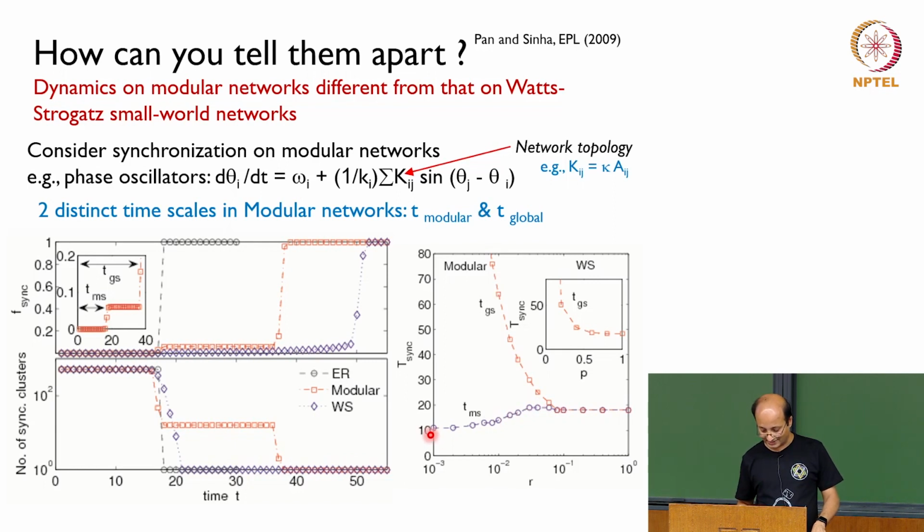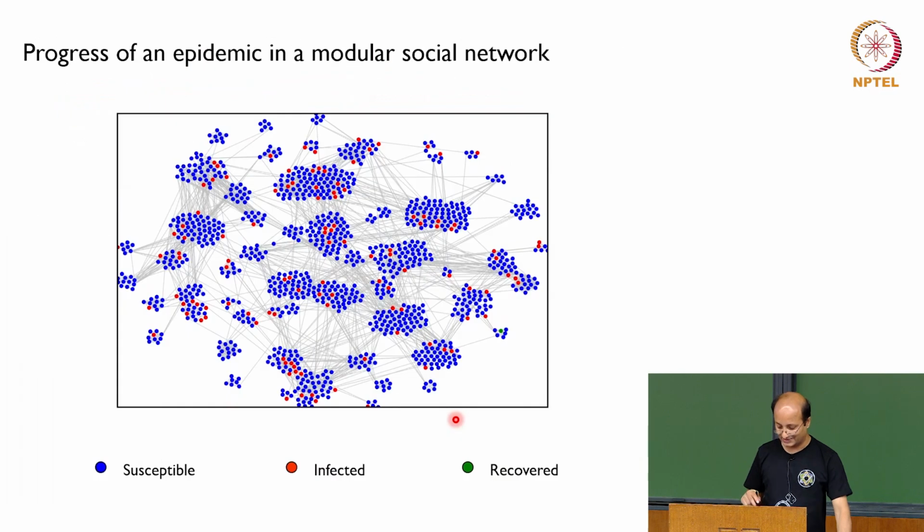And the interesting part is that as you gradually decrease R, so when R is 1, it's completely homogeneous. When R is 0, it's completely isolated. So as you gradually decrease R, it becomes more and more modular. You find that the time to achieve global synchronization diverges, whereas the time to obtain modular synchronization does not change all that much. And so just by looking at how long it takes to synchronize the entire network, as you change the modularity coefficient, you can actually tell whether it's a modular network or not.